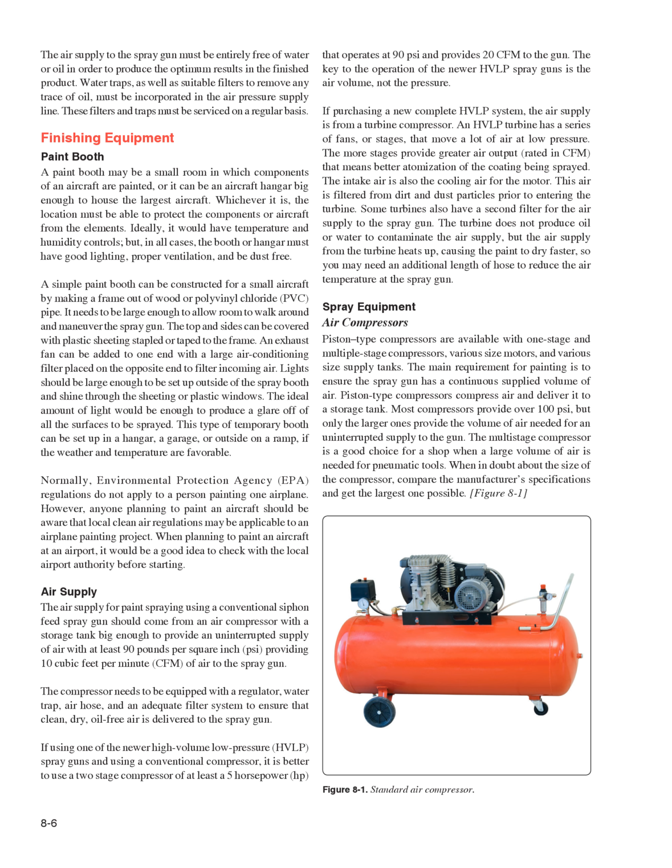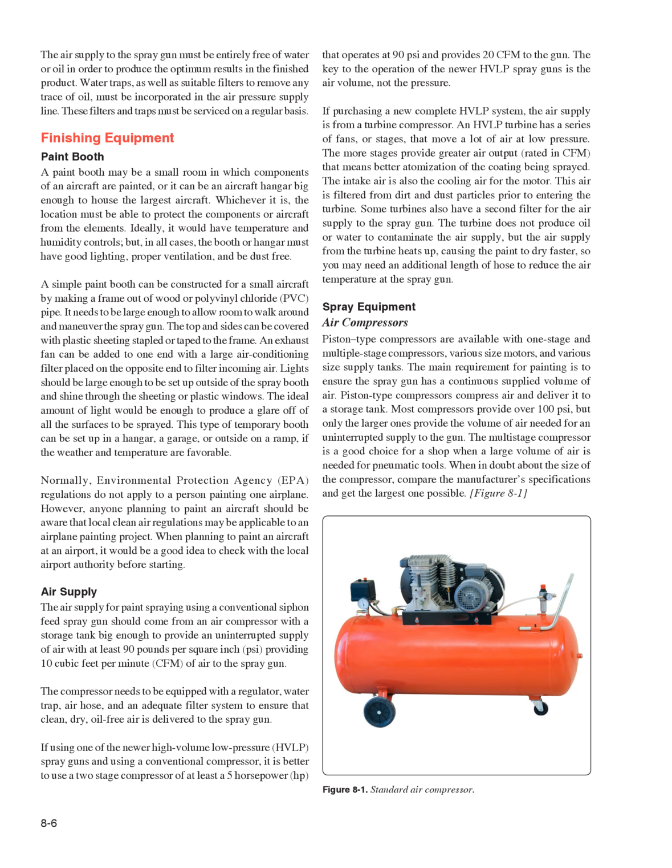Air supply: the air supply for paint spraying using a conventional siphon feed spray gun should come from an air compressor with a storage tank big enough to provide an uninterrupted supply of air with at least 90 pounds per square inch, psi, providing 10 cubic feet per minute, CFM, of air to the spray gun. The compressor needs to be equipped with a regulator, water trap, air hose, and an adequate filter system to ensure that clean, dry, oil-free air is delivered to the spray gun.